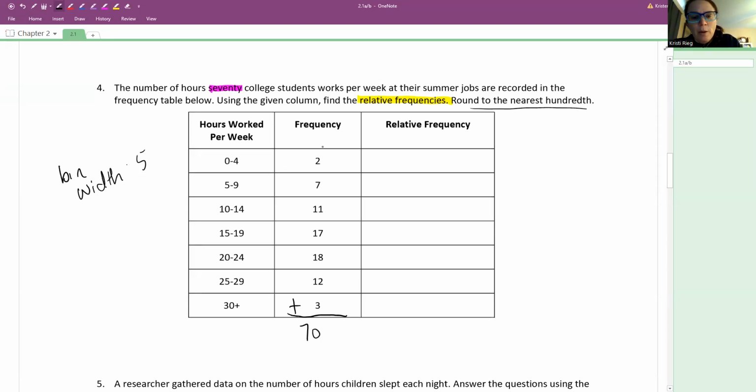The 0 to 4 row is 2 people out of the total of 70. The 5 to 9 row is 7 people out of the total of 70. So this number goes on top, and then 70 goes on the bottom every time. So we have 11 out of 70, 17 out of 70, 18 out of 70, 12 out of 70, and 3 out of 70.